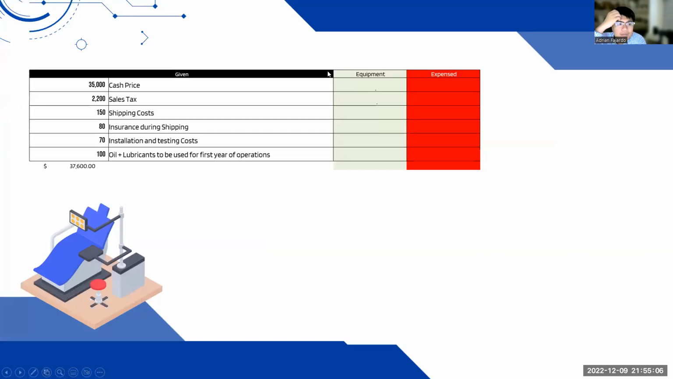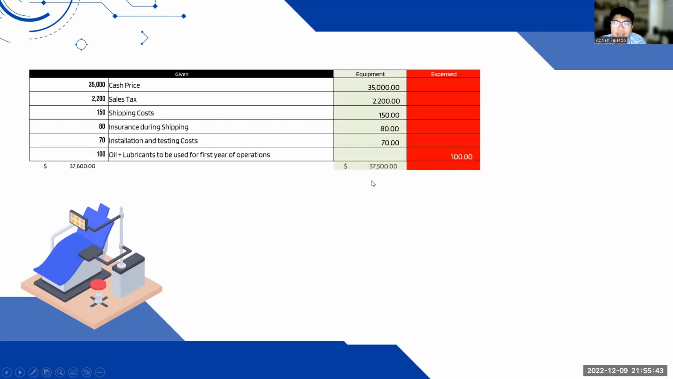For this, there are many terms. But again, with equipment, what's the major problem? Do you capitalize or do you expense? So let's just do the analysis. Capitalize or expense for equipment. Cash price, capitalize. Sales tax, capitalize. Shipping cost, capitalize. Insurance during shipping, because it's during shipping, capitalize. Installation and testing costs, capitalize. Okay. Oil and lubricants. That seems to be an additional expenditure. Does it maintain or does it improve the equipment? More of maintenance. Therefore, it's expense.